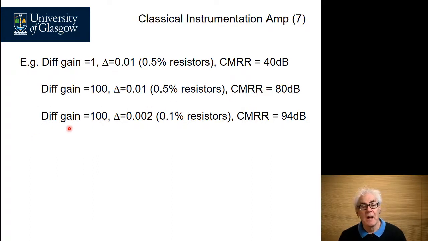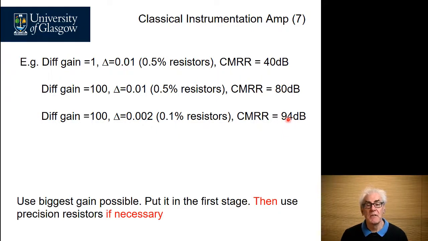If we go further and keep the same differential gain, but increase the matching of resistors from 0.5% resistors to 0.1% resistors, we now have a common mode rejection ratio of 94 dB. So the secret of designing very good instrumentation amplifiers is to use the biggest gain possible that you can put in the first stage of the instrumentation amplifier, and then select the precision resistors that you require as necessary for the difference amplifier.